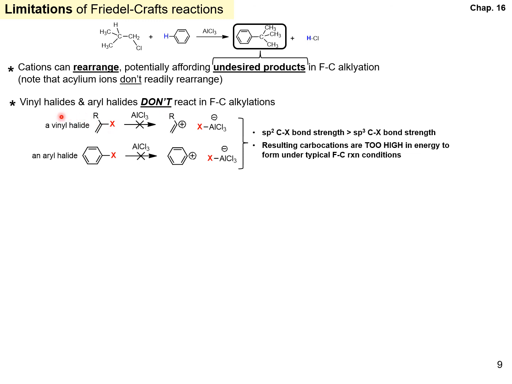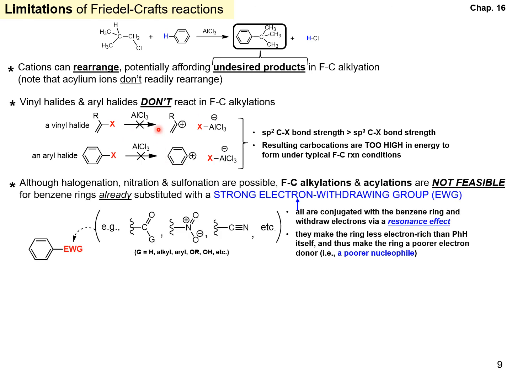In Friedel-Crafts alkylations, we know that the electrophile is a carbocation, but these are high-energy carbocations, and these are strong carbon-halogen bonds, this vinyl halide and an aryl halide. You cannot form these under these reaction conditions, so therefore you cannot perform Friedel-Crafts reactions where the alkyl halide that you're trying to use is a vinyl halide or an aryl halide, because these are very difficult to form.